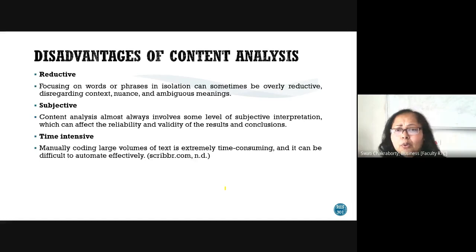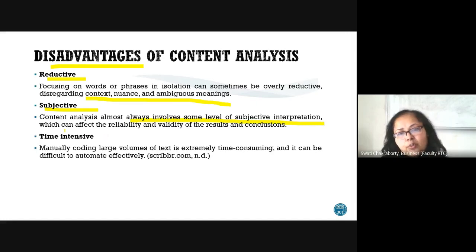So, what are the drawbacks? Reductive. Focusing on certain words and phrases in isolation can sometimes be overly reductive. What happens? You are disregarding some context, the nuance, and ambiguous meaning, because your eyes are focusing on these words or phrases in isolation. Subjective. In most cases, it involves some level of subjective interpretation, our own interpretation. How do we perceive it, right? Which can affect the reliability and validity of the results and conclusions. It's subjective, it's not objective. Everyone will not come up with the same answer.